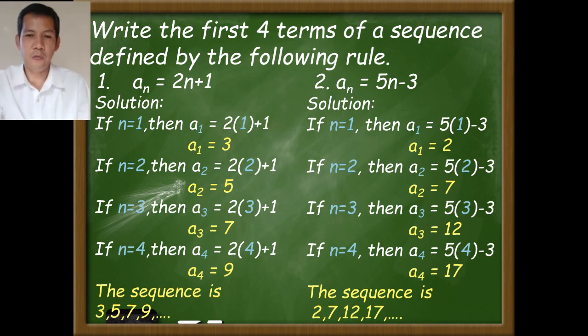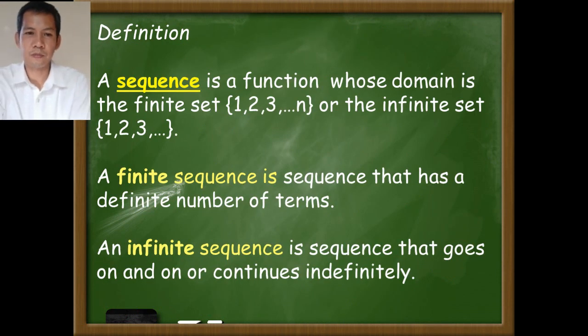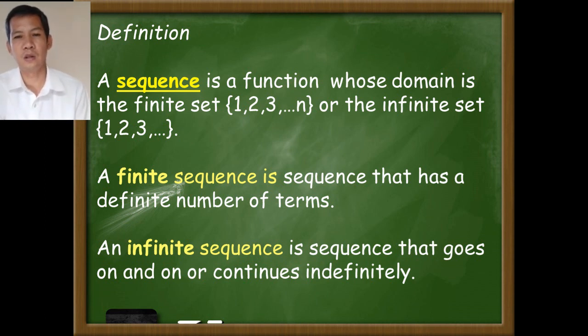Before we end, let's define the following terms or words. A sequence is a function whose domain is the finite set 1, 2, 3 and up to n, or the infinite set 1, 2, 3 and so on. A finite sequence is a sequence that has a definite number of terms, meaning it has a last term. An infinite sequence is a sequence that goes on or continues indefinitely, meaning it has no last term.